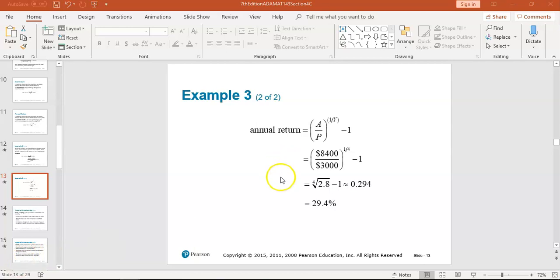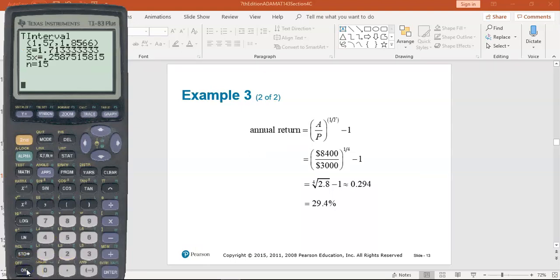Now you notice that in the next line it says 2.8. Well, that is what 8,400 divided by the 3,000 is. But then it says the fourth root of 2.8. You do not need to change this exponent, which we call a rational exponent because it's a fraction, over to the root form. These two things say the exact same thing.